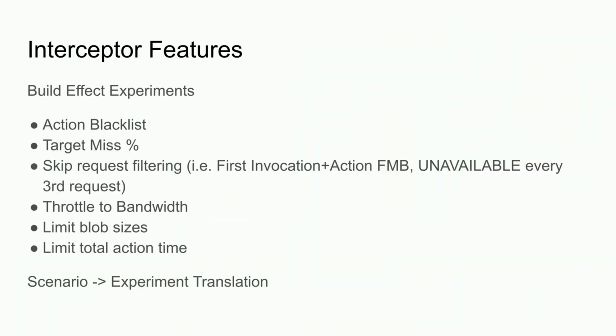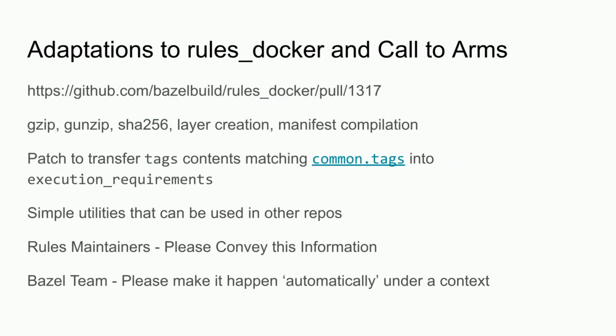The interceptor in this case that I'm looking for has features like an action blacklist. I want to be able to say what happens in this case where I want to forget about trying to execute this action remotely, where I want to throttle bandwidth, where I want to limit the blob sizes that you can upload, where I want to limit the total action time and cut that out of the mix and prevent you from actually waiting for an action that's going to be beyond some point in time.